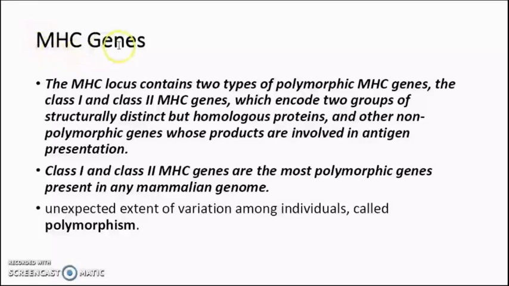The MHC genes. The MHC locus contains two types of polymorphic MHC genes, the class 1 and class 2 MHC genes, which encode two groups of structurally distinct but homologous proteins, and other non-polymorphic genes whose products are involved in antigen presentation. Class 1 and class 2 MHC genes are the most polymorphic genes present in any mammalian genome. The unexpected extent of variation among individuals is called polymorphism. This is a definition of polymorphism.